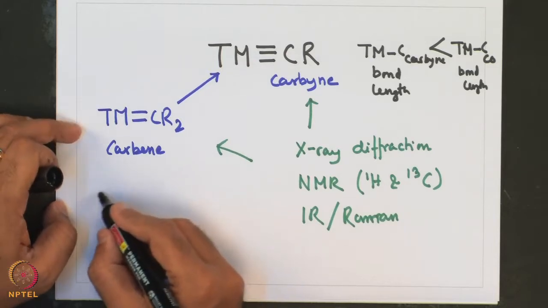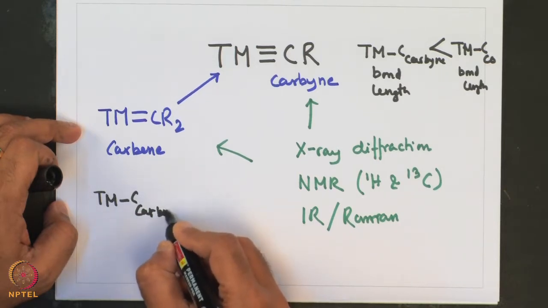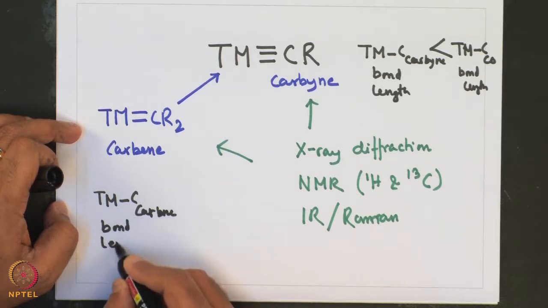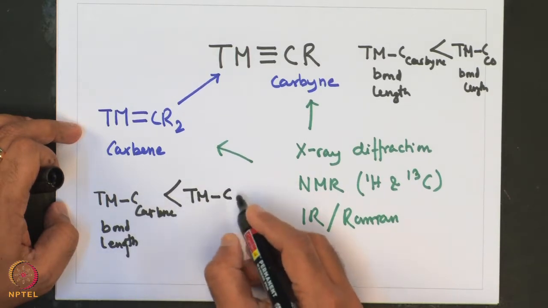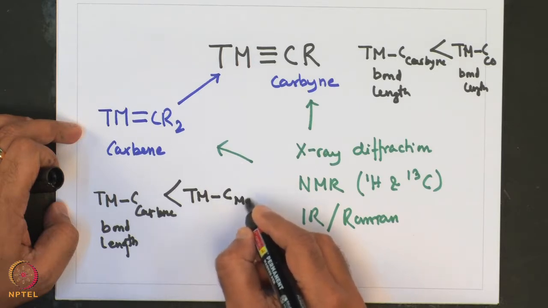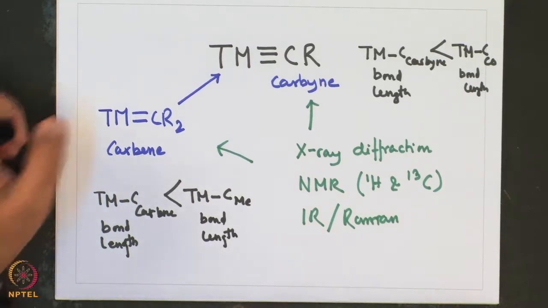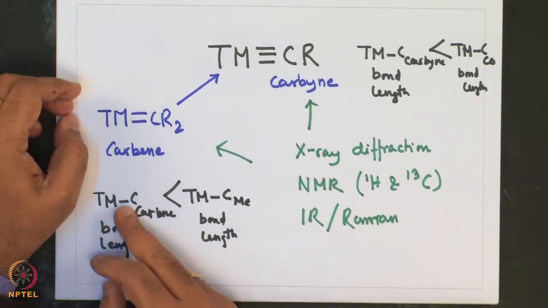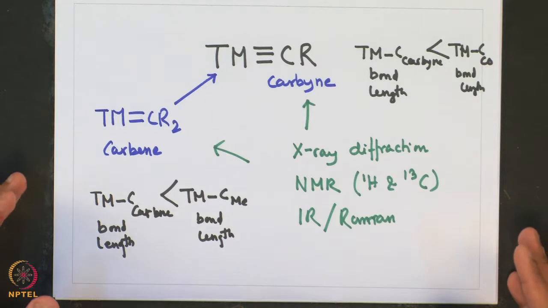And similarly, the transition metal carbene bond length is shorter than the transition metal carbon, let's say methyl, bond length. So what one can really see is that this has partial double bond character and this has partial triple bond character. So with this backdrop, we are going to take up a few more examples of transition metal carbyne complexes, particularly with respect to their characterization using X-ray diffraction.